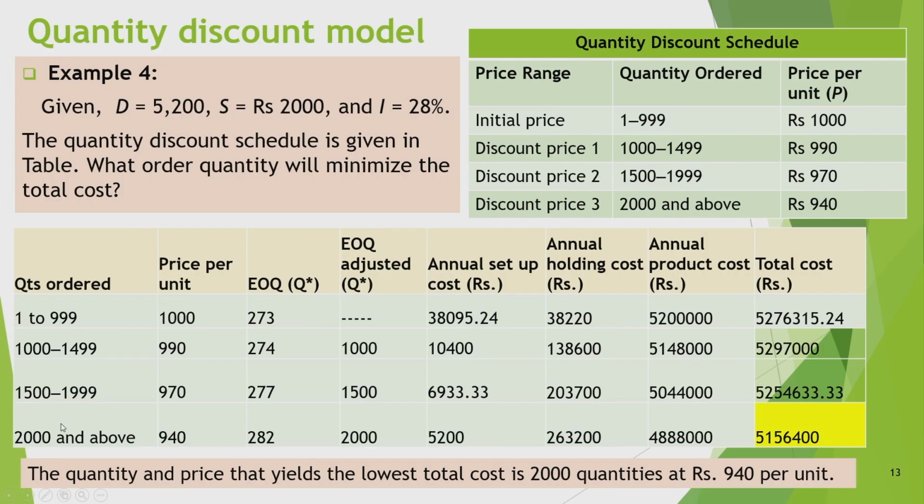52,54,633. And if I order 2000 and above, then I will get a huge discount. Price per unit will be 940, economic order quantity comes 282 and economic order quantity adjusted is 2000, meaning you have to order a minimum of 2000 to avail the price discount. Then the annual setup cost is 5200, and the annual holding cost and annual production cost are this much, and the total cost comes out to be 51,56,400. So the quantity and price that yields the lowest total cost is 2000 quantities at rupees 940 per unit.